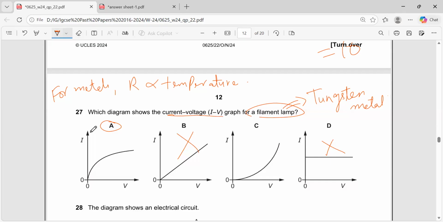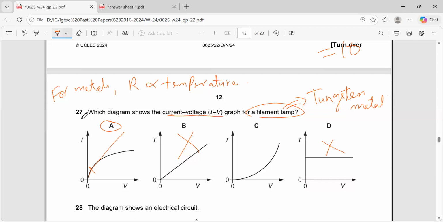So when there are more collisions between the electrons and ions, it means the flow of current will be less. In other words, the resistance will be more. So what happens as the temperature is increased when the filament is turned on? See here, actually it was supposed to go this way according to Ohm's law, but it's not following this direction. See, current is decreased.